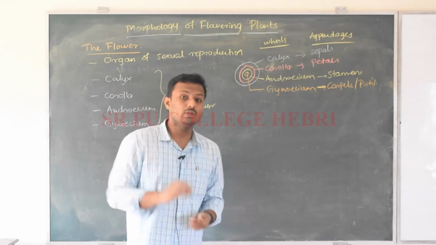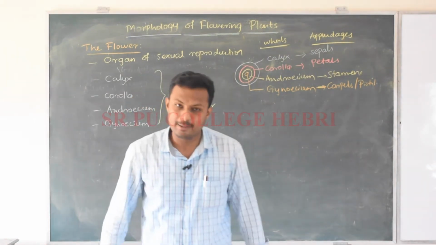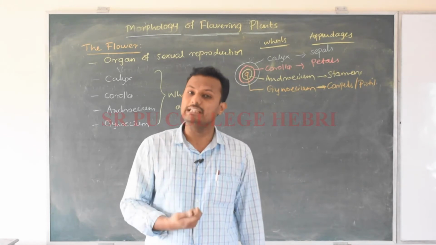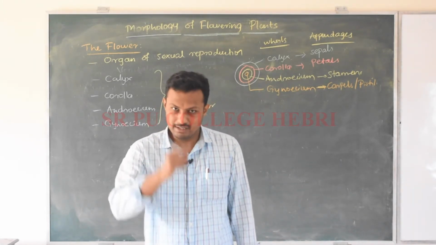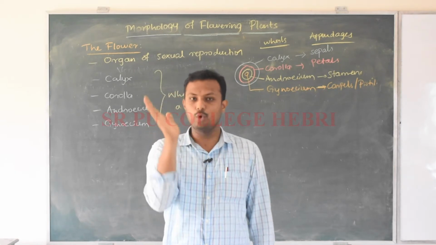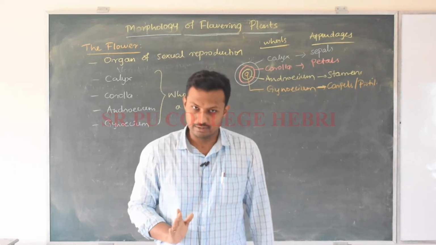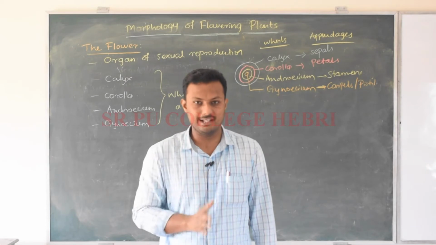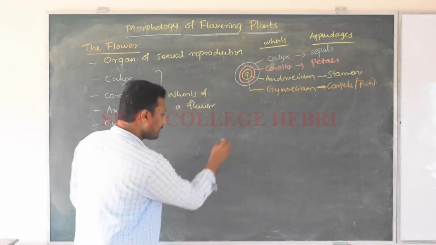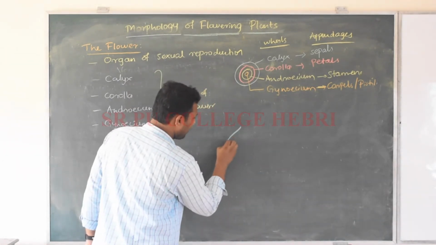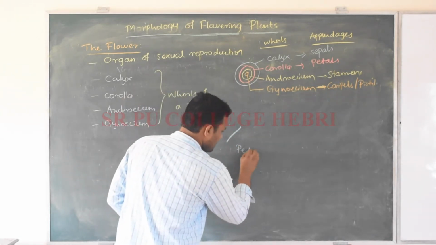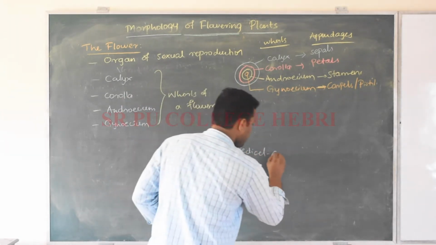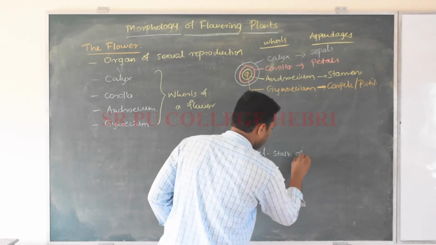Do you remember what the stalk of a leaf is called? The stalk of a leaf is called the petiole. Petiole is the stalk of the leaf which holds the leaf in proper position, right? It also gives some mechanical support. Similarly, the stalk of a flower is called the pedicel. Pedicel means the stalk of a flower.